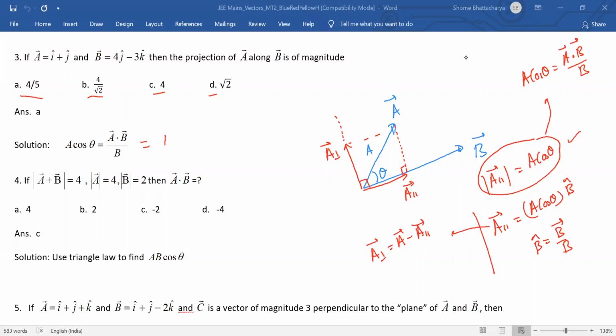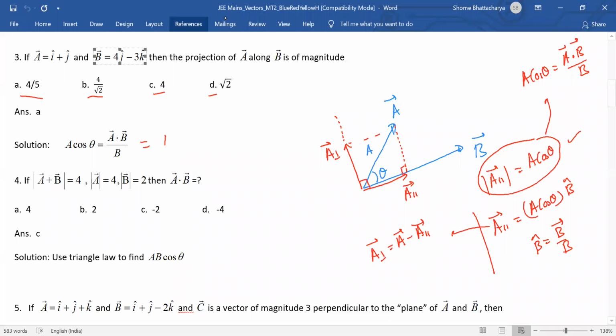Just a second, okay. Not able to see? So 4 minus 3, that's 1. And magnitude of B is how much? It's 5. Okay, so this will become how much? Just a second. This is K cap. So this will not be this. This will just be 4.